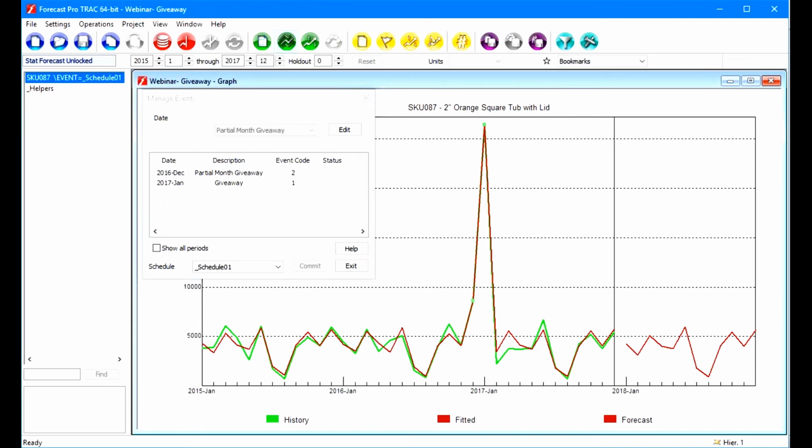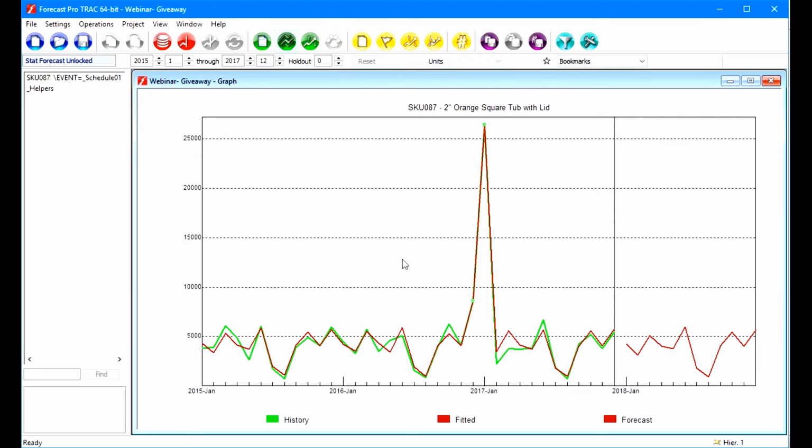I will hit commit, and so this is what we got. You can see that we are now capturing the spikes in January and in December, but moreover, we're not seeing that kind of mid-level spike that we had in January earlier. And when we set up that event schedule, you'll note that we did not put any event on this January time period.